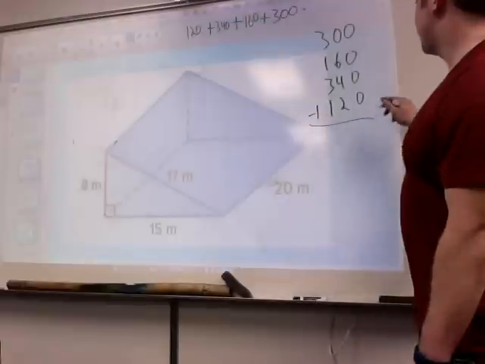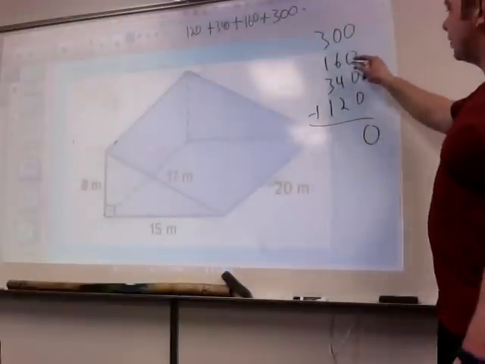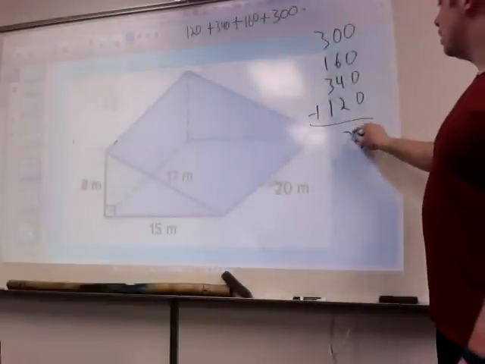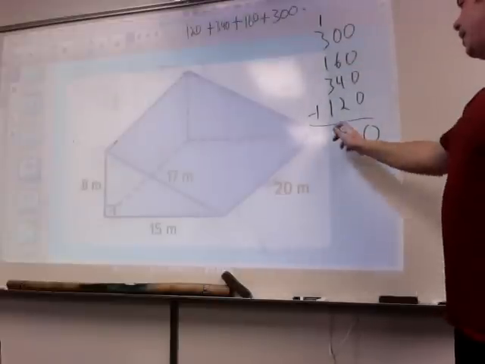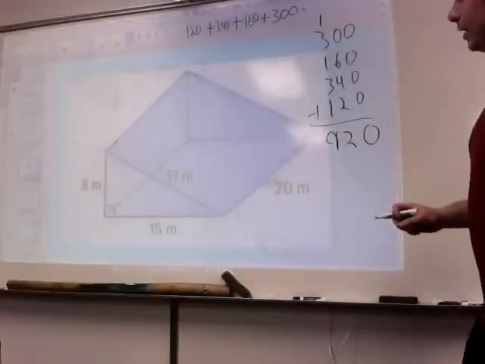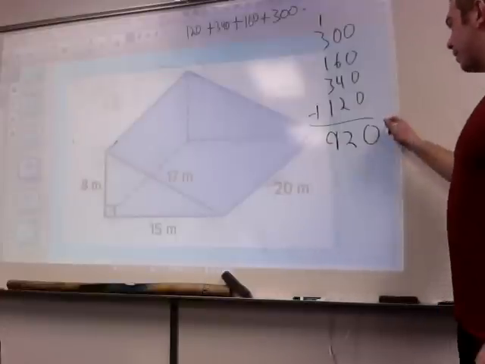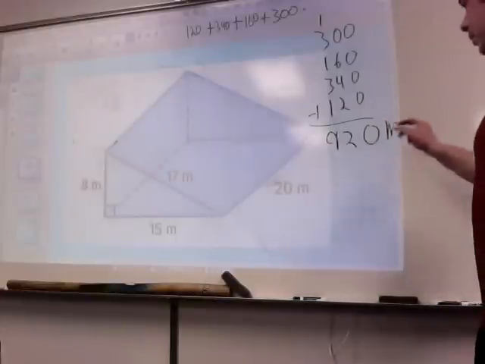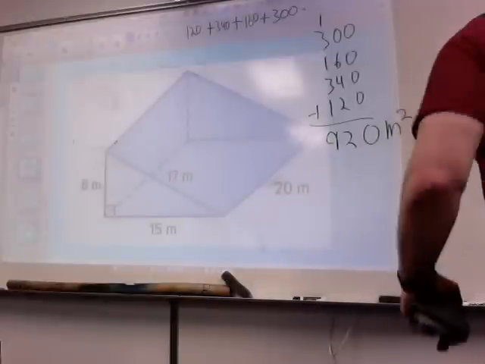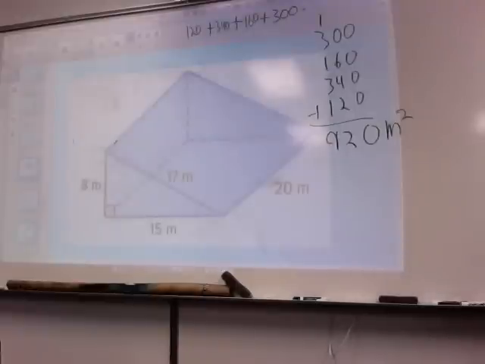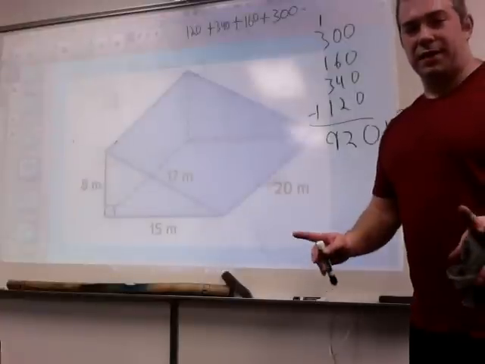Going to add them all together, I get 0. 0 plus 6 plus 4 is 10, plus 2 is 12. 3, 4, 5, plus 3 is 8, 9. 920. Wow, 920 meters, because it's area, it's squared. 920 meters squared is your answer. Let me check to be sure. And I am correct. I just checked the teacher's book. We're all good. I did that the right way.